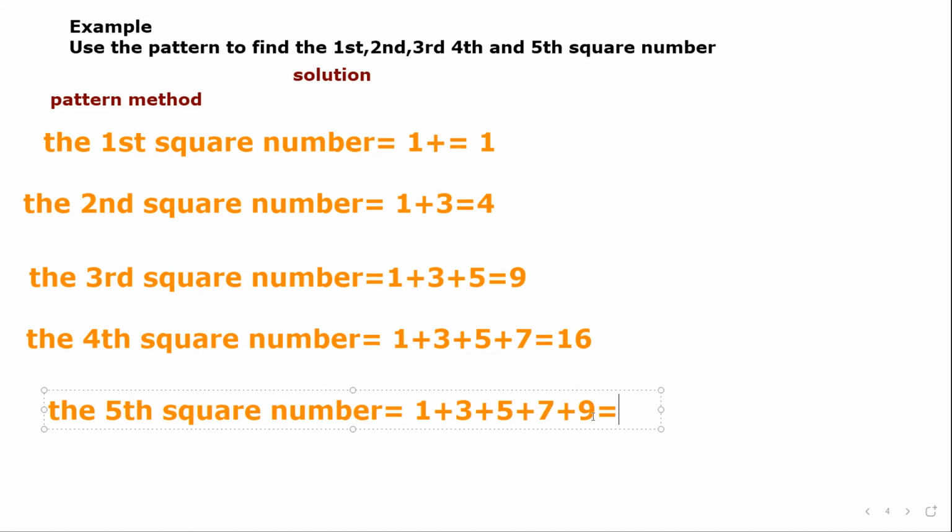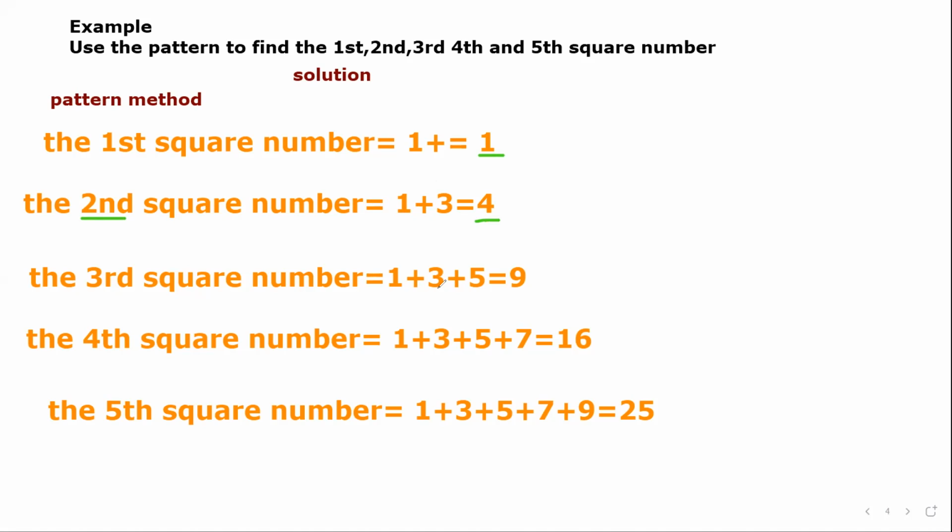16 plus 9 is 25. So these are the square numbers that we have established here. The first square number is 1, because per the pattern method, we're supposed to add the first odd number, and the first odd number is only 1. The second square number is 4, because it is obtained by adding the first 2 odd numbers, and when you add them, you get 4.